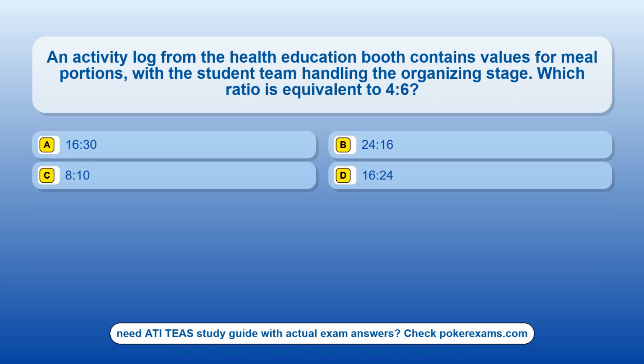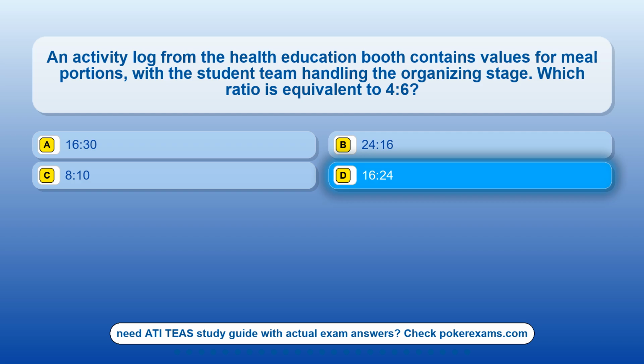Question 21. An activity log from the health education booth contains values for meal portions, with the student team handling the organizing stage. Which ratio is equivalent to 4:6? Option A 16:30. Option B 24:16. Option C 8:10. Option D 16:24.